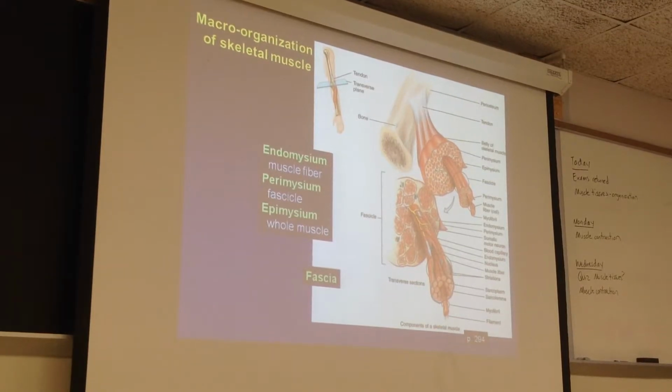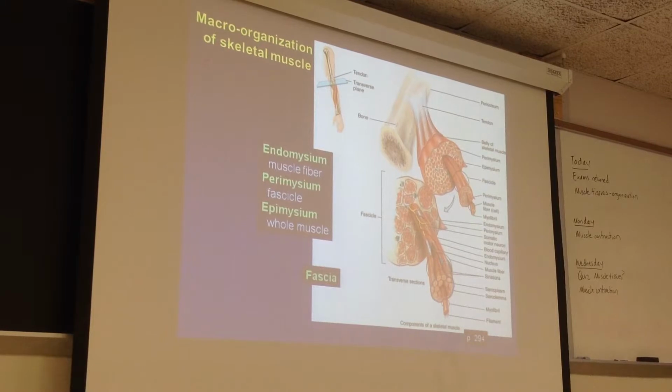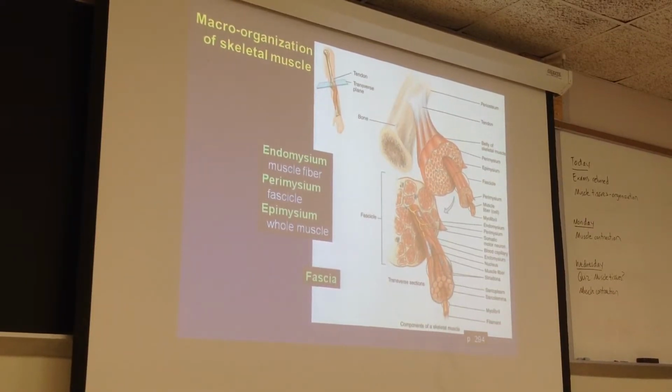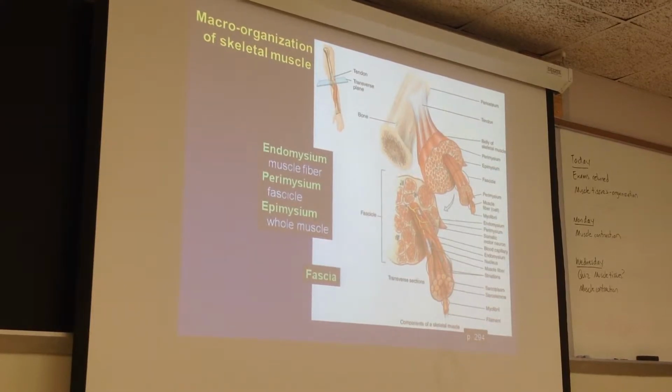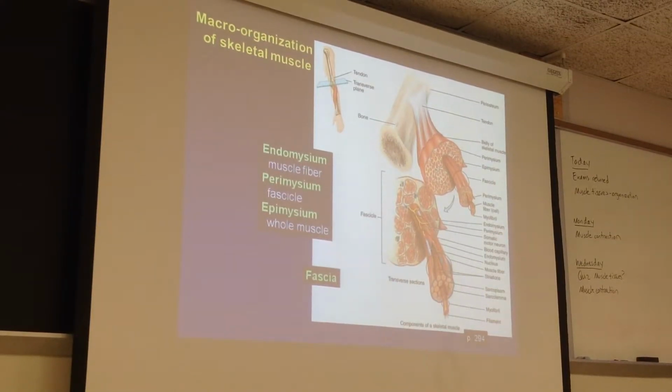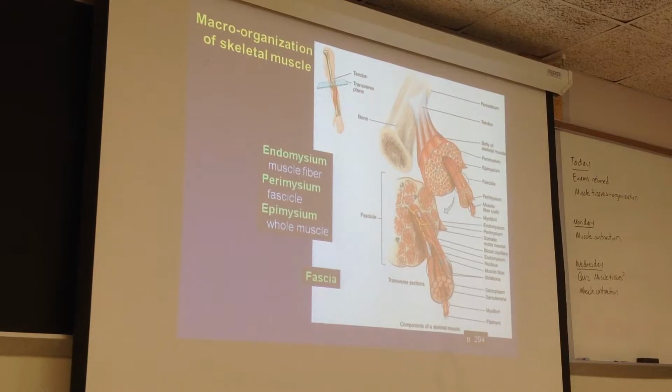Perimysium, peri means surrounding, and that surrounds a fascicle. So what is a fascicle? What do we mean by that? Let's imagine for a moment we're looking at a cross-section of a muscle. It looks like a fiber optics cable. And these little white circles I've drawn are the cross-sections through the cells. Those are the cells. Surrounding each one of those cells, in yellow here, is an endomysium.